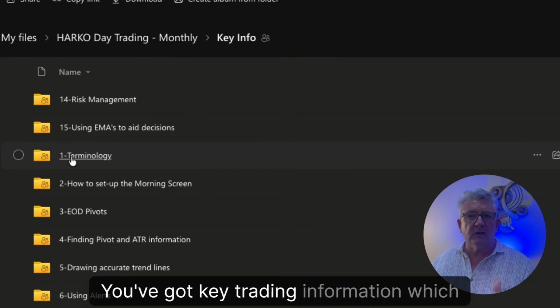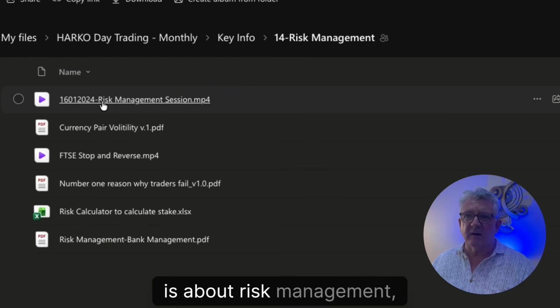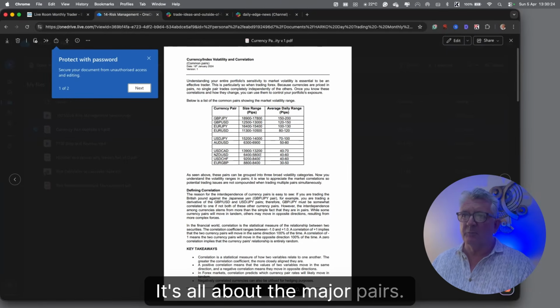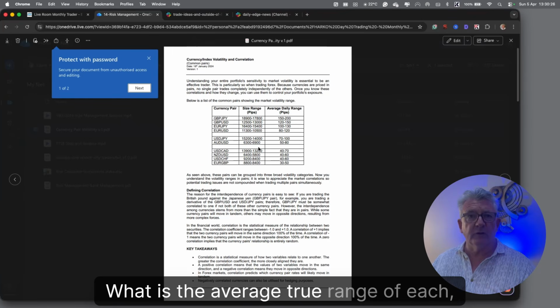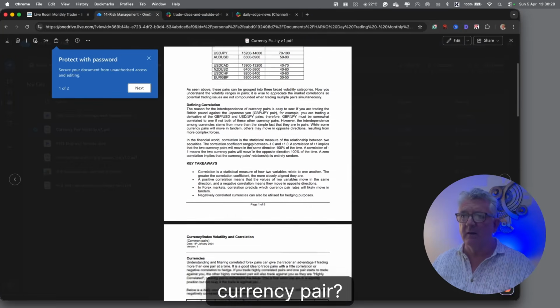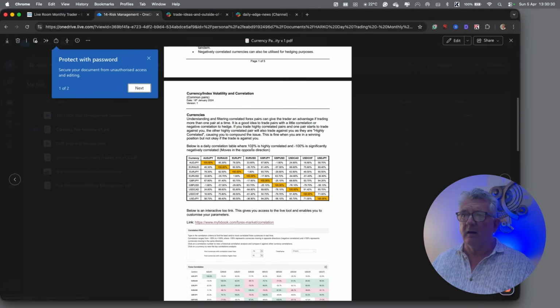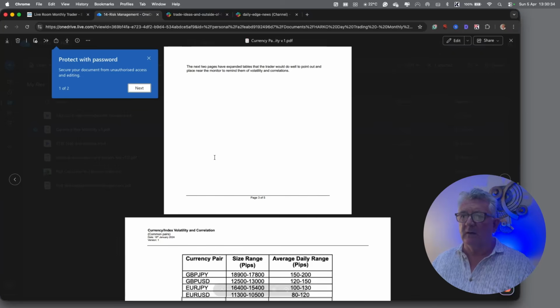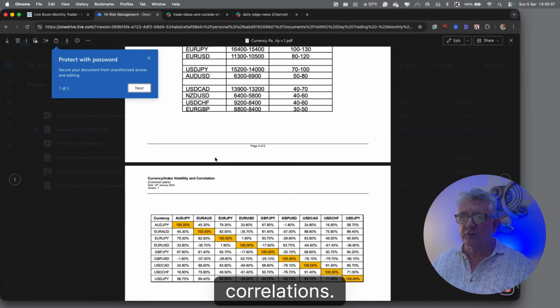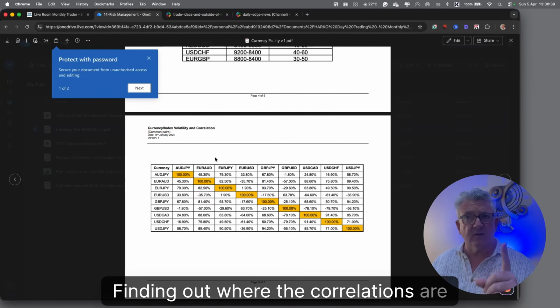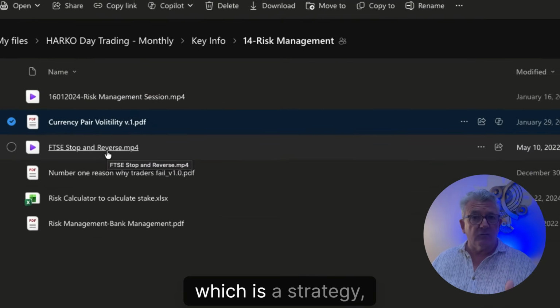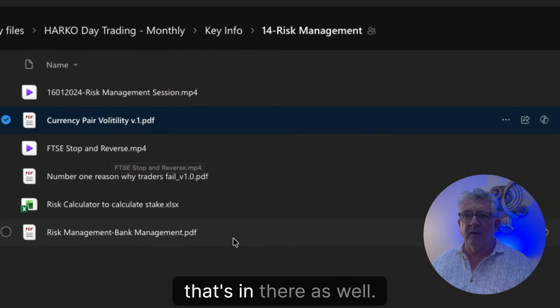You've got key trading information, which is about risk management, currency pair volatility. It's all about the major pairs. What is the average true range of each currency pair? It's volatility currency trading tools in here as well. Matched pairs, correlations, finding out where the correlations are, very, very important to a trader. Stop and reverse techniques, which is a strategy. That's in there as well.